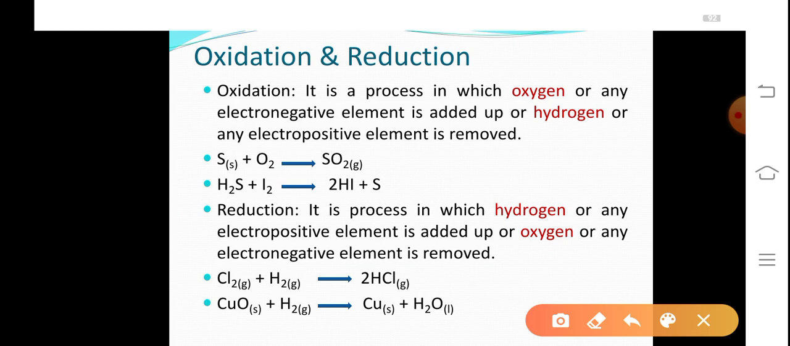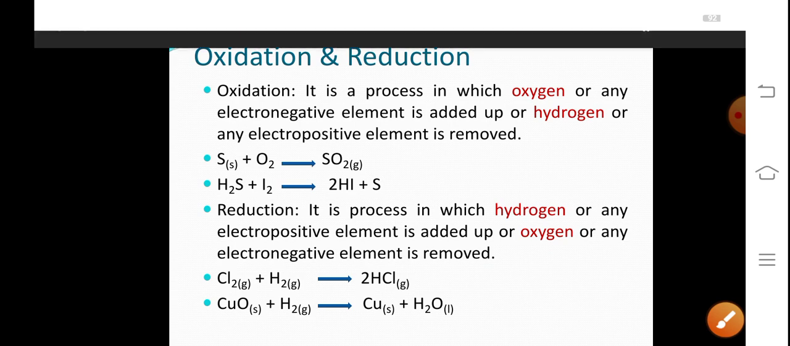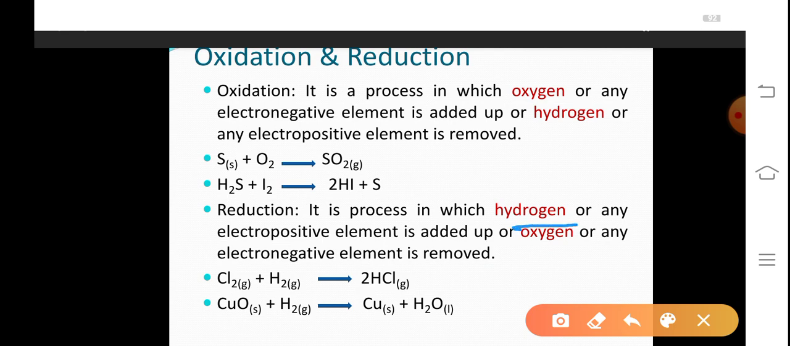In the first example, chlorine plus hydrogen gives HCl. What is happening here? Hydrogen is being added to the chlorine. So here chlorine is reduced according to this definition, that reduction is a process in which hydrogen is added. Now let us look at the second example.